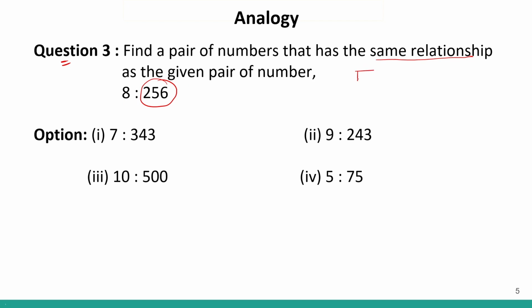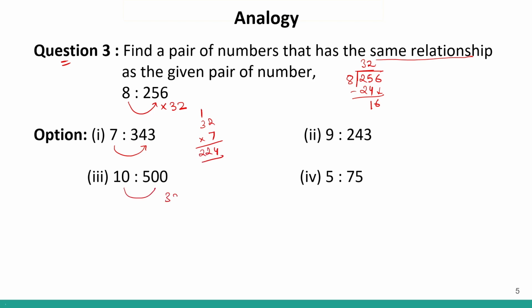If I divide 256 by 8, let's see if it is divisible. 8 into 3 will give me 24. Correct? I will get 32. So basically this is multiplication by 32. Correct? So now let us check for every number. 7 into 32 will give me how much? 7 2s are 14, and 7 3s are 21 plus 1, 224. So not the same logic.